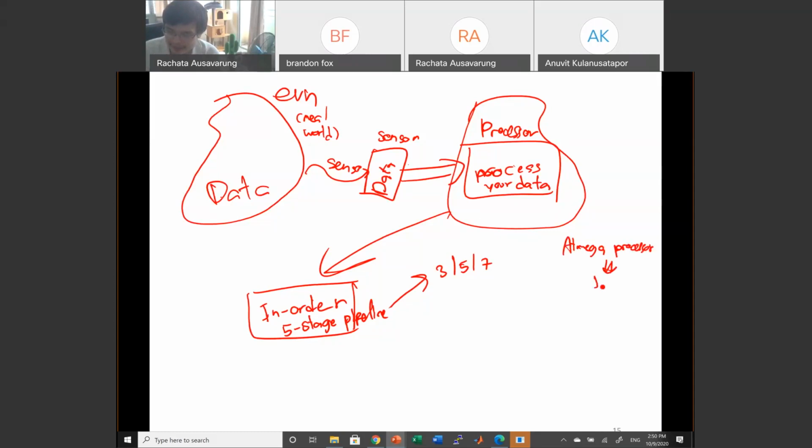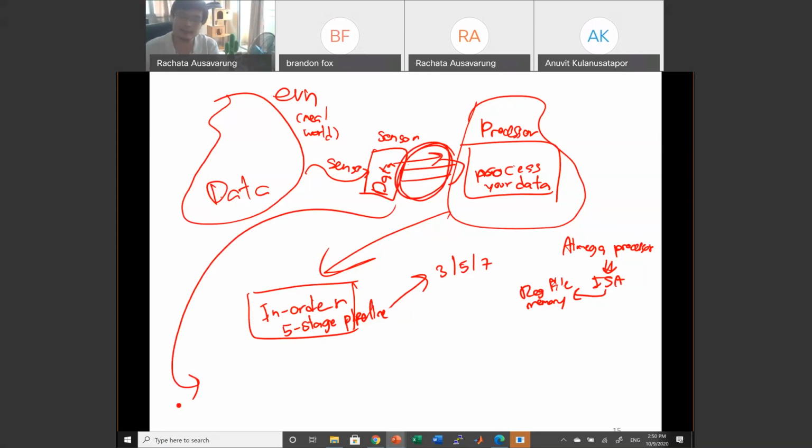It has its own ISA, which means that it also has its own things like register files. It has its own way to manage the memory. For the process of moving the data to the processor over here, there are two common interfaces. The first interface is data. It writes onto the main memory.